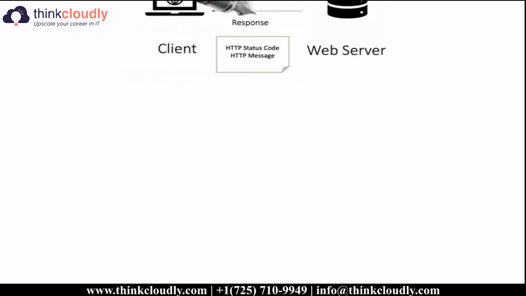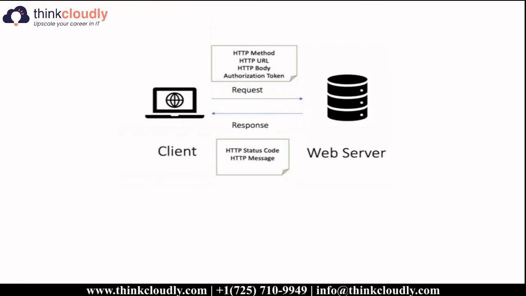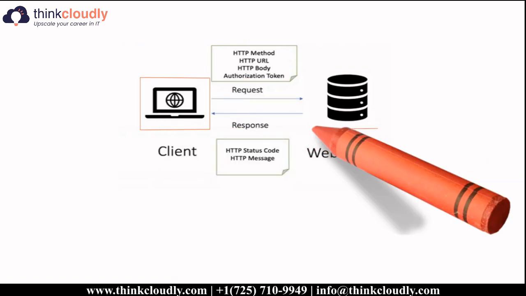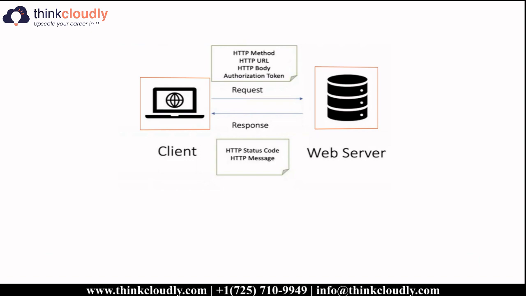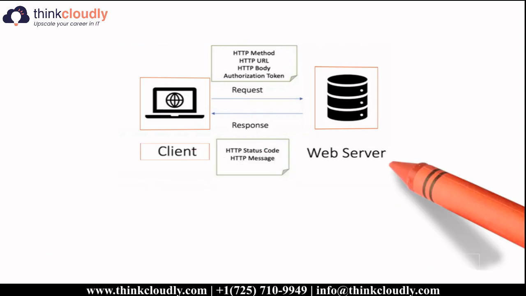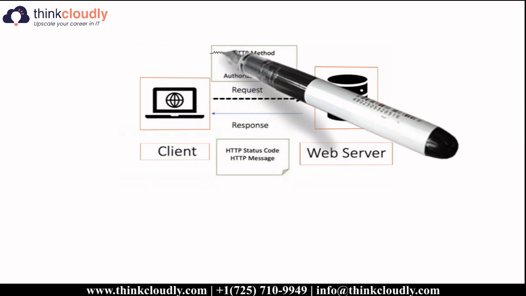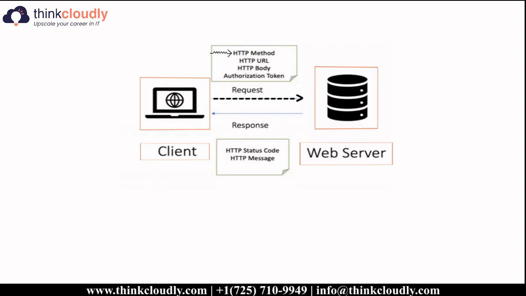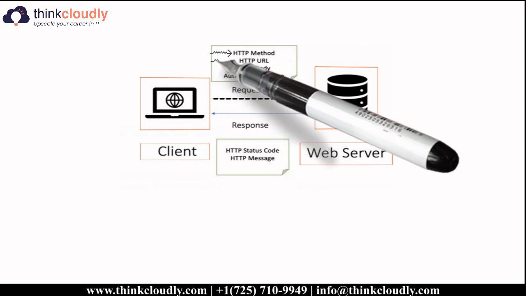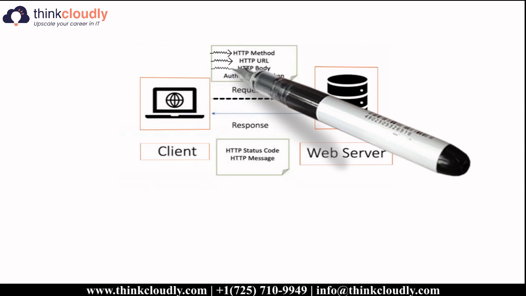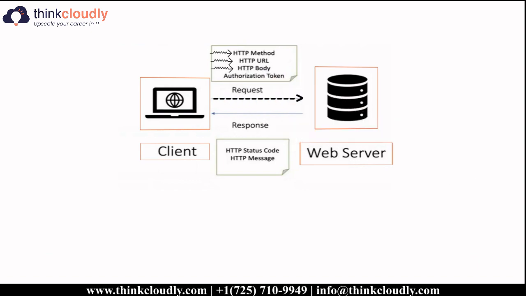Now you can see over here a diagram. Here in the diagram, you can see this is application 1, which is trying to talk to application 2. So you can say this is the client application and this is the web server. Now when application 1 is trying to make the request, what we need is the HTTP method, which is the intention, whether it should be get, post, put, delete. Then we have the HTTP URL. HTTP URL will tell the address. Body will contain the matter, and the authorization token.